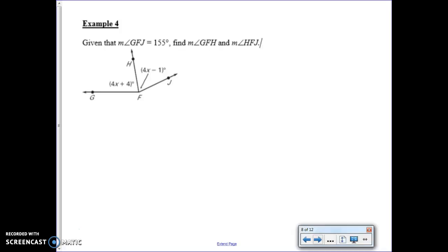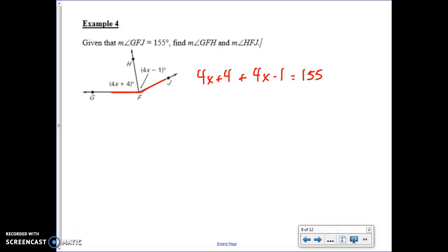So just like when we talked about our segment addition postulate, we're adding up the 2 smaller pieces to equal the bigger piece. So if we know the angle of GFJ, this whole thing, is 155 degrees, we need to find the 2 smaller angles. So 4x plus 4 plus 4x minus 1, those are the 2 pieces. That equals our total of 155.